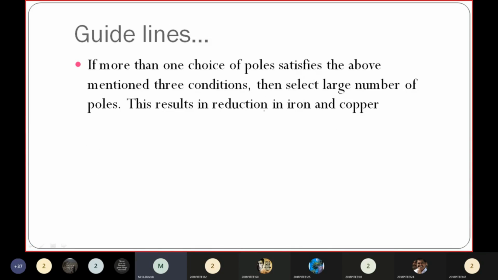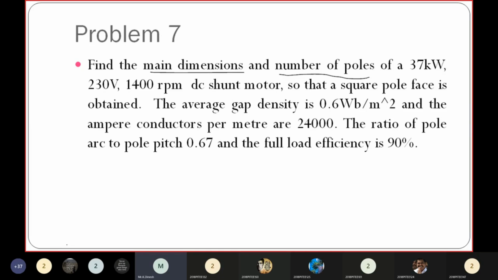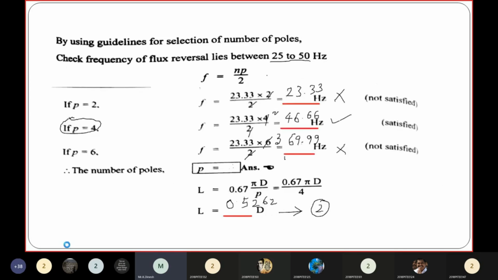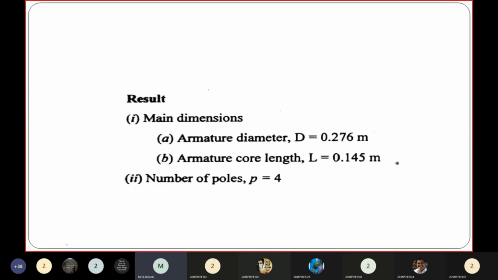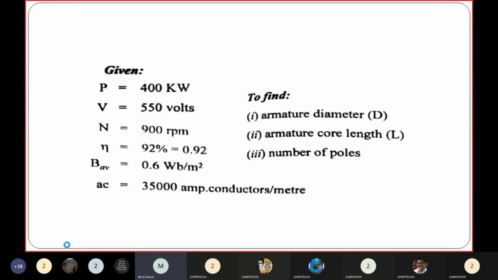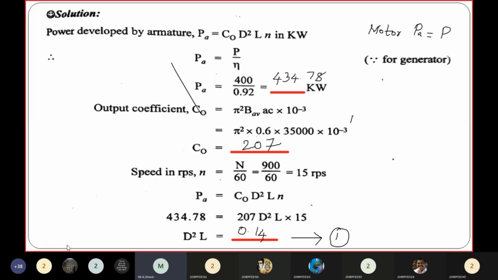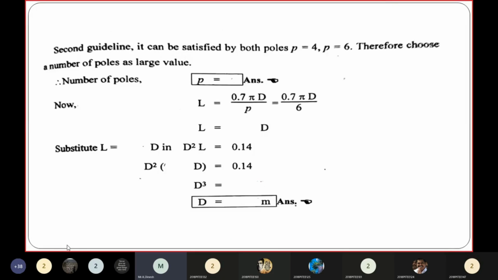Why? This results in reduction in iron and copper losses. So we are using the large number of poles to reduce iron loss and copper loss. Why not 4, sir? With 4 poles, there will be both losses, iron loss and copper loss. To avoid that, we go for a larger number of poles. So I am choosing P equal to 6.